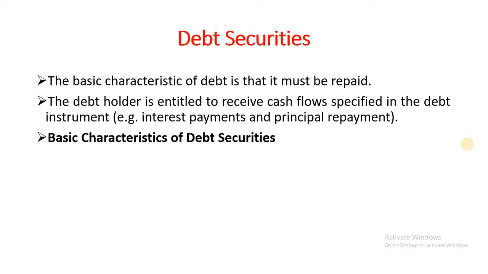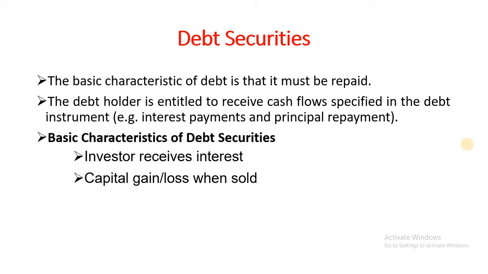Let's look at the basic characteristics of debt securities. First of all, investors of debt securities receive interest. Secondly, investors of debt securities receive capital gain or loss if they sell their securities in the financial market. Finally, debt securities have a maturity date, whereas equity securities do not have any maturity date.